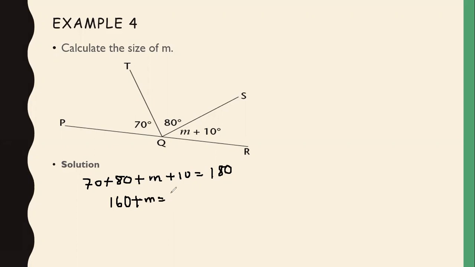equals what? 180 degrees. So we collect like terms here. So m is remaining here, and will now give you 180. When plus 160 crosses the other side, it becomes minus 160. So that our m will now be equal to 20 degrees. Is that clear? So the value of m is 20 degrees here.